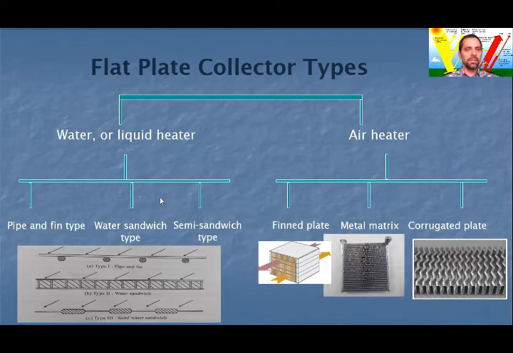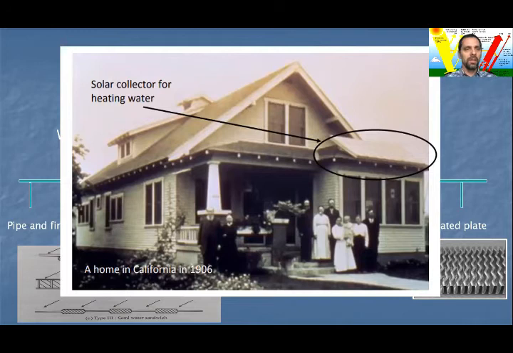The air heaters can also be divided into subcategories like fin plate, metal matrix like the cooler radiator in the cab, and corrugated plate. As you see, this type of collectors were used already a good 100 years ago. This photograph was taken in 1906. The basic configuration of a common collector can be seen in the next slide.